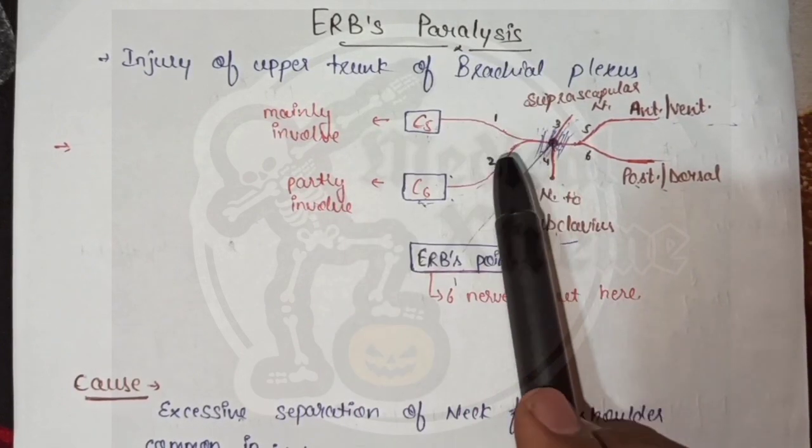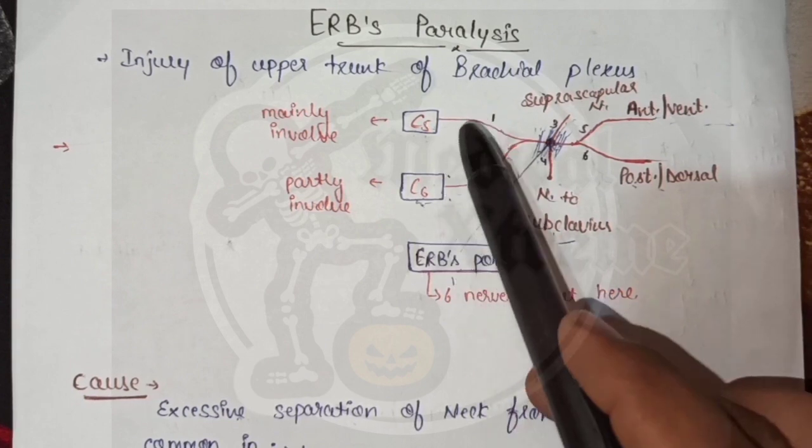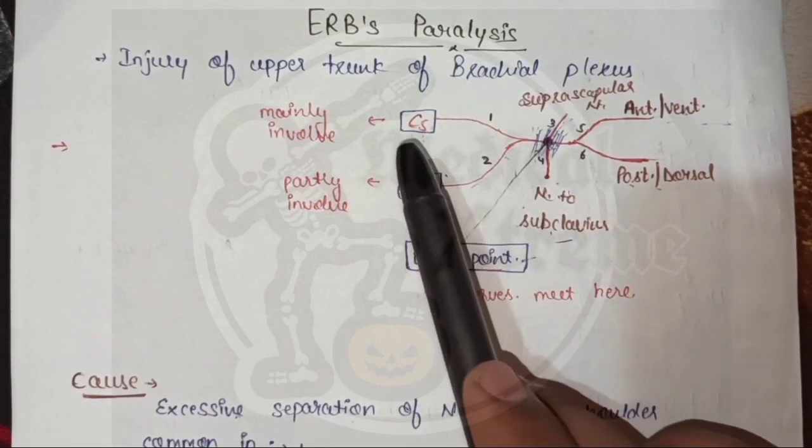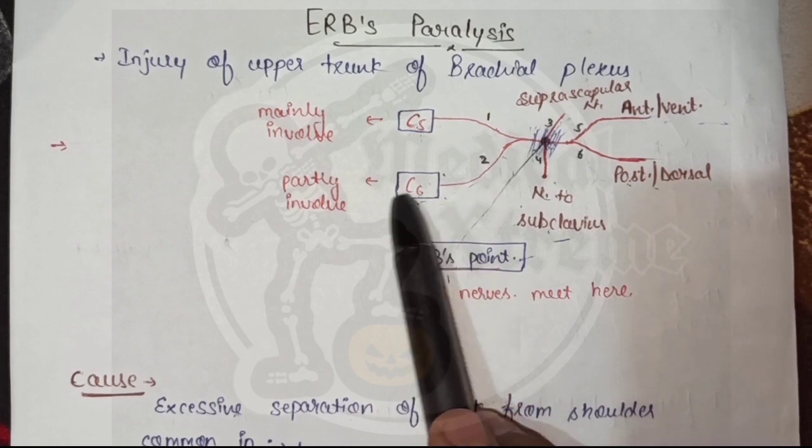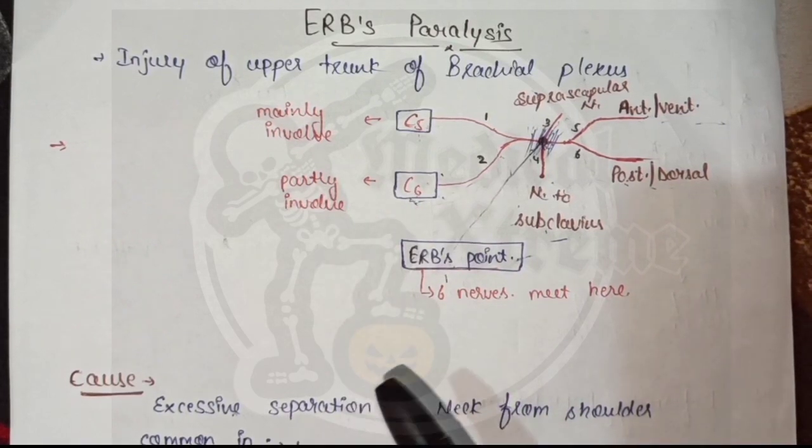In this paralysis there are two nerve roots involved, C5 and C6, in which C5 is mainly involved and C6 is partly involved. So this is about Erb's paralysis.